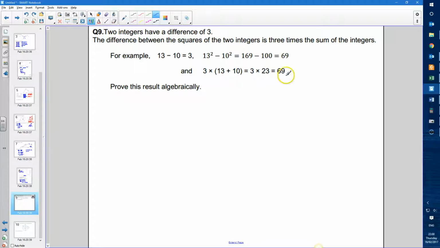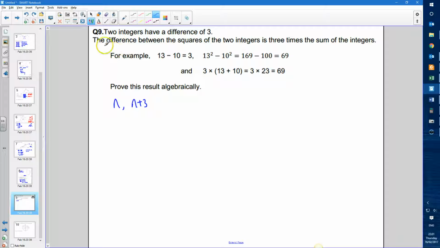So we're just showing that that works for these two particular values of 13 and 10 that have a difference of 3. But we want to prove this result algebraically, so we want to prove that this is always true for any two integers that have a difference of 3. So because we can choose any integer, we're going to call one of the integers n, and we want the two integers to have a difference of 3, so it makes sense that I will call the other one n plus 3. So these two integers definitely have a difference of 3.